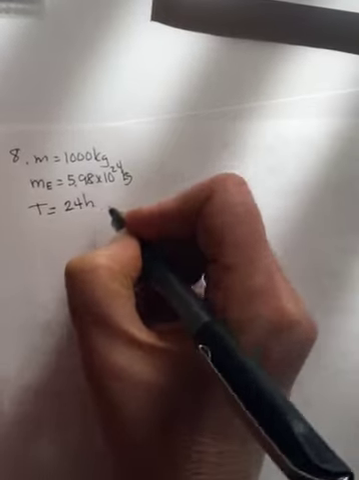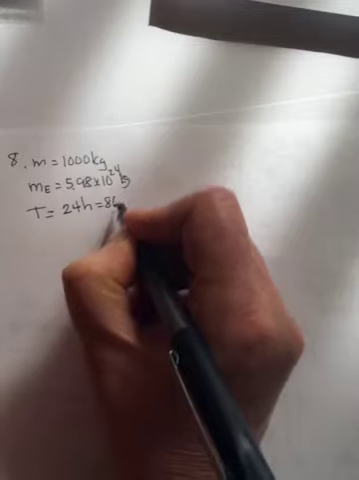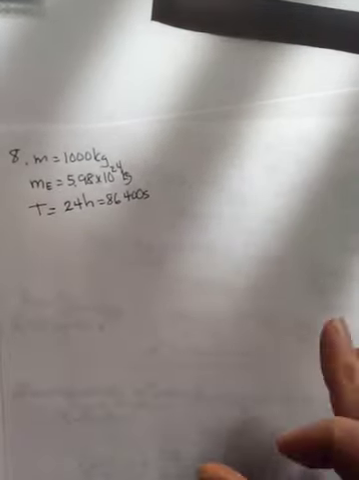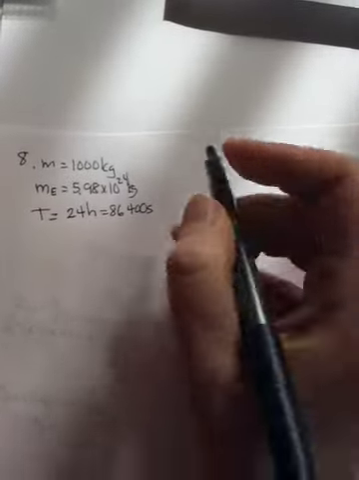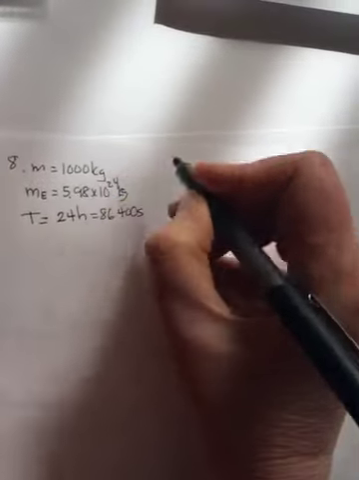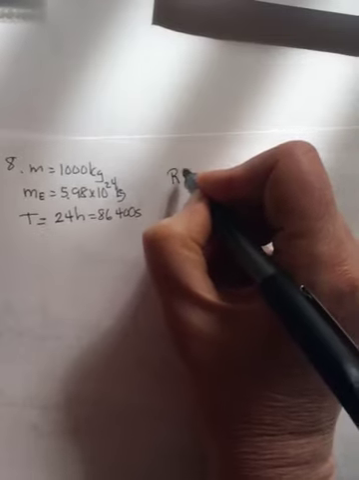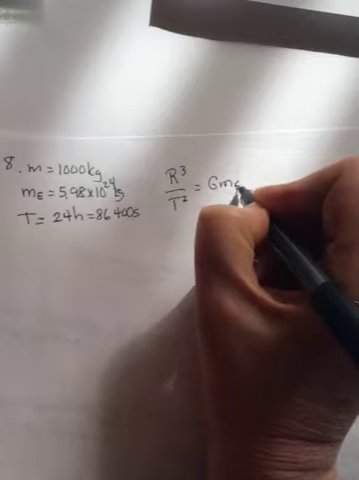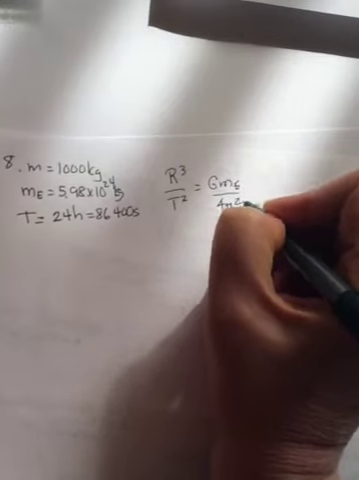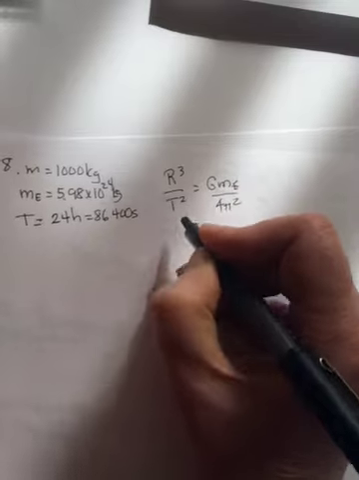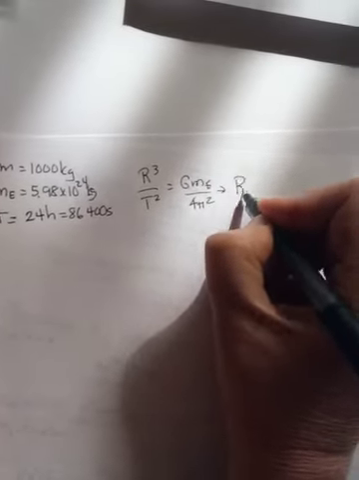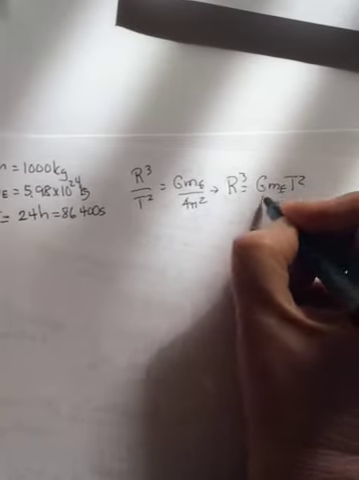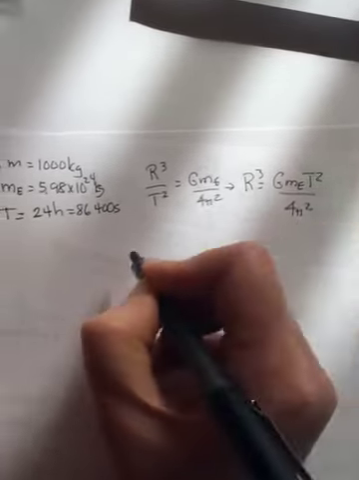If you switch 24 hours to seconds, you should get 86,400 seconds. All right, so it's a geosynchronous satellite. What is its radius of orbit? If we have the period and the mass of the central body, I would use r cubed over T squared is equal to G mass of the Earth over 4 pi squared, Newton's version of Kepler's third law. Take your T squared up. So r cubed is equal to G mass of the Earth T squared over 4 pi squared.